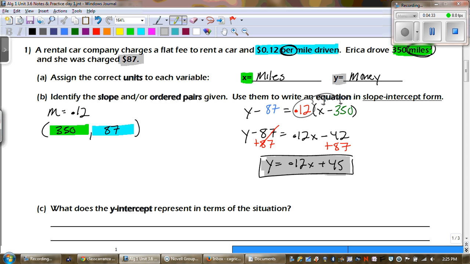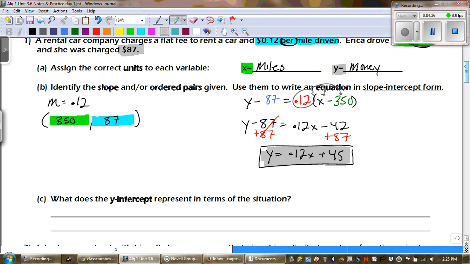So our next question is the hardest part. What does the y-intercept represent in terms of the situation? Well, what's the y-intercept? Something to do with that 45. I know that it's (0, 45). Things that I like to know: remember that that's 0 miles, and that would be $45, because that's what's talked about from the very top right there. That's where I got that information.